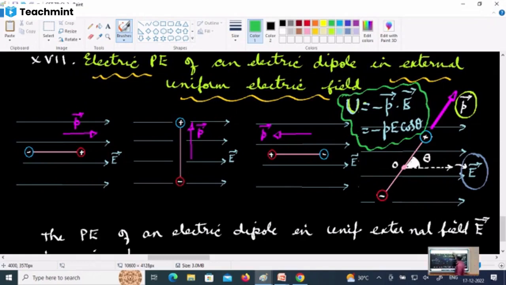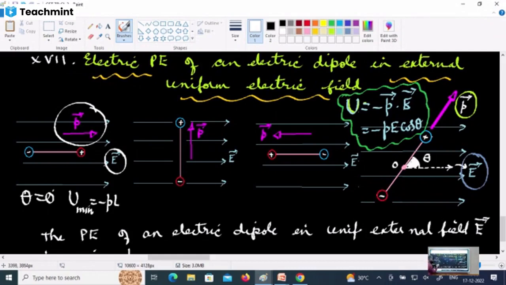Now we have 3 situations to explore. First, the dipole moment is parallel to the electric field, in which case theta is equal to 0. And when theta is equal to 0, cos theta is 1. Therefore, the potential energy stored is minimum, which is minus P times E. And this orientation is called stable equilibrium.